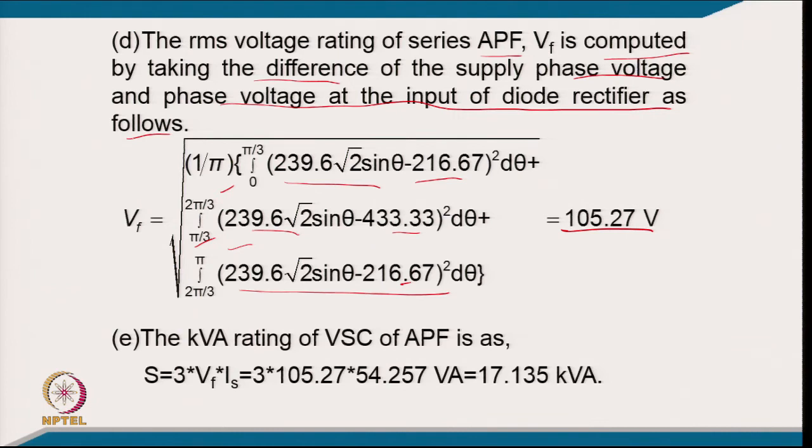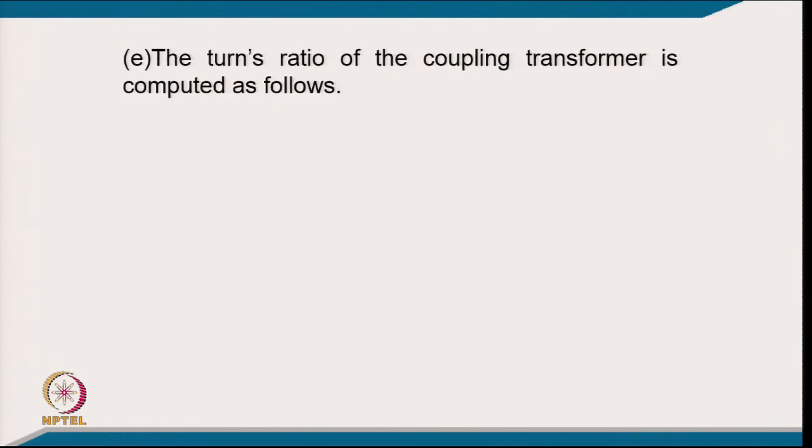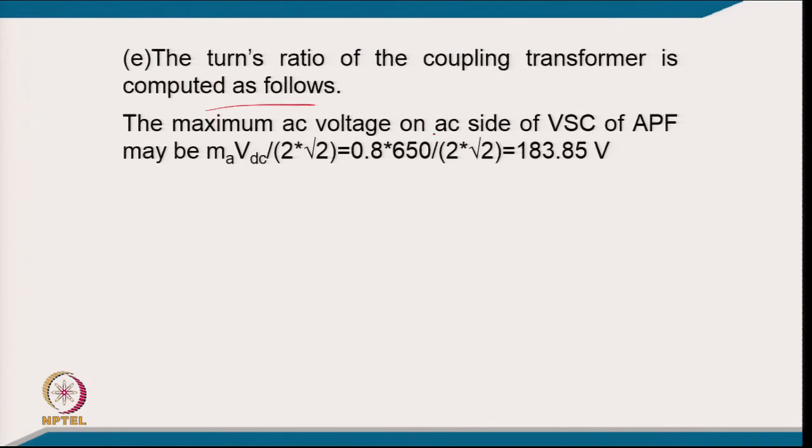So, that is the RMS voltage we have to inject in series with the line by the series active filter. And the kVA rating of the series active filter is S equals 3 VF Is, and it will be 3 into 105.27 into 54.257. So, if we calculate all, it comes to 17.135 kVA.